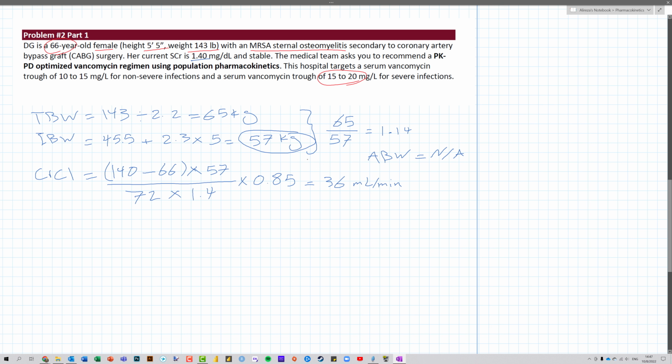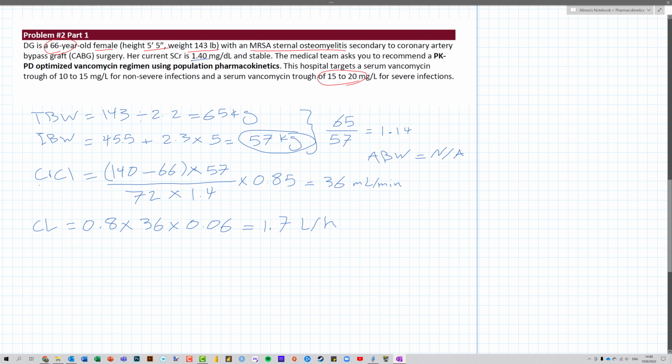Okay, now let's do calculations for vancomycin. Specifically, we're going to use population kinetics because this question is asking us for PK/PD optimized vancomycin dosing. So a good starting point is to get vancomycin clearance, which is one way to do it: 0.8 times creatinine clearance. So this is times 36, and because 36 is milliliters per minute, we multiply by 0.06 to convert it to liters per hour, and this will give you 1.7 liters per hour.